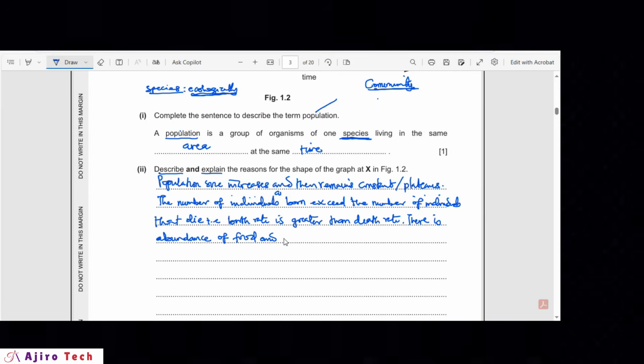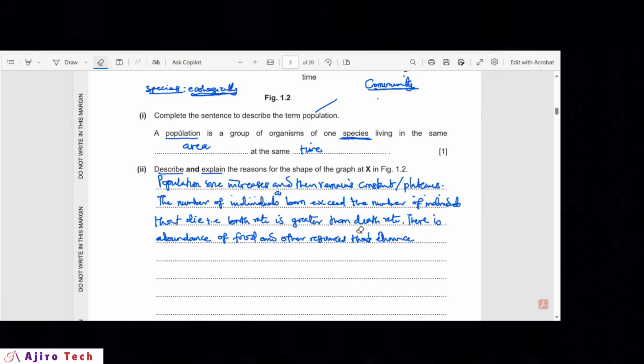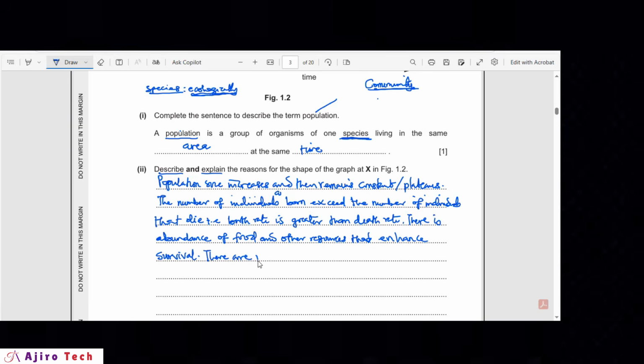There's abundance of food and other resources that enhance survival. There are no or less predators. There are no diseases in the population. These are the reasons why.